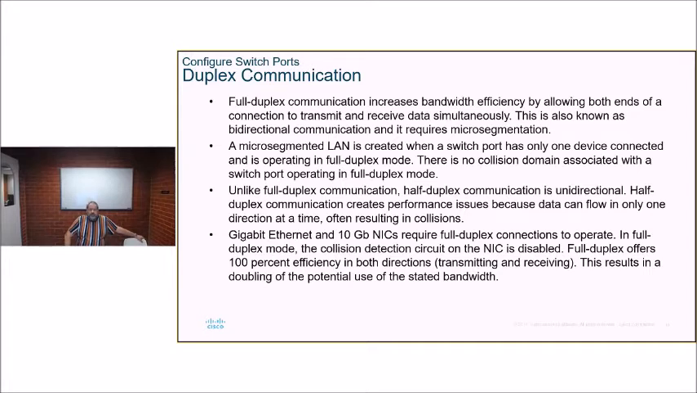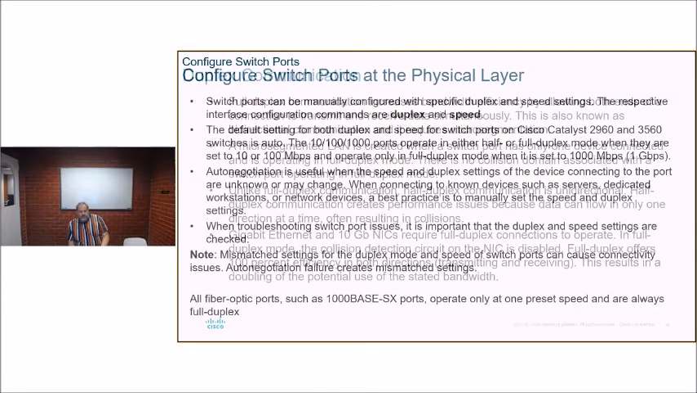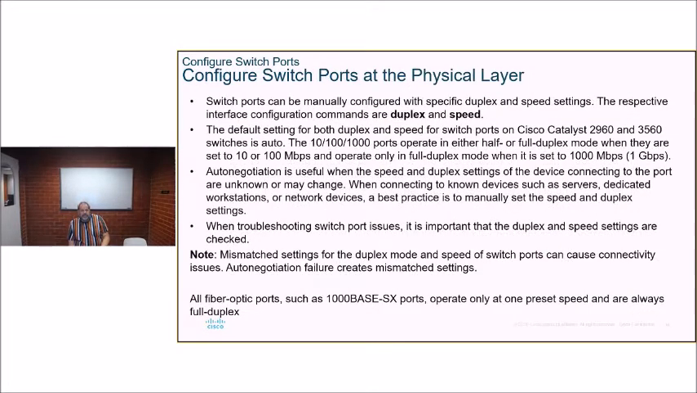There is no collision domain associated with a switch port operating in full duplex mode. Unlike full duplex, half duplex communication is unidirectional. Half duplex communication creates performance issues because data can flow in only one direction at a time, often resulting in collisions. So gigabit Ethernet and 10 gig Ethernet require full duplex connections to operate. In full duplex mode, the collision detection circuit on the NIC is disabled, and so it offers 100% efficiency in both directions. It results in a doubling of the potential use of the stated bandwidth. You've got 100 or 1,000 or 10,000 megabits in each direction.